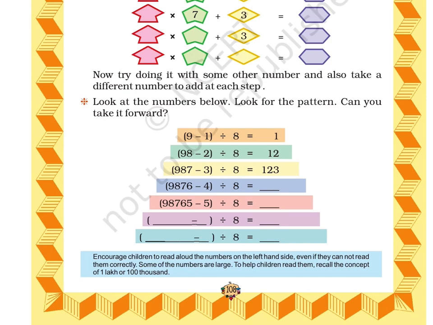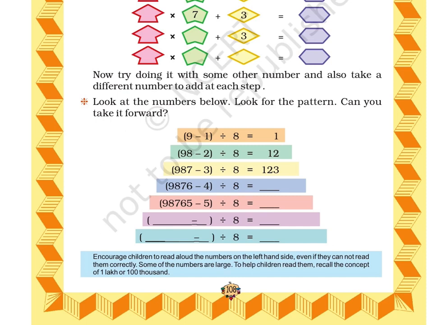9876 minus 4 divided by 8 is equal to dash. 98,765 minus 5 divided by 8 is equal to dash. Dash minus dash divided by 8 is equal to dash. Dash minus dash divided by 8 is equal to dash.